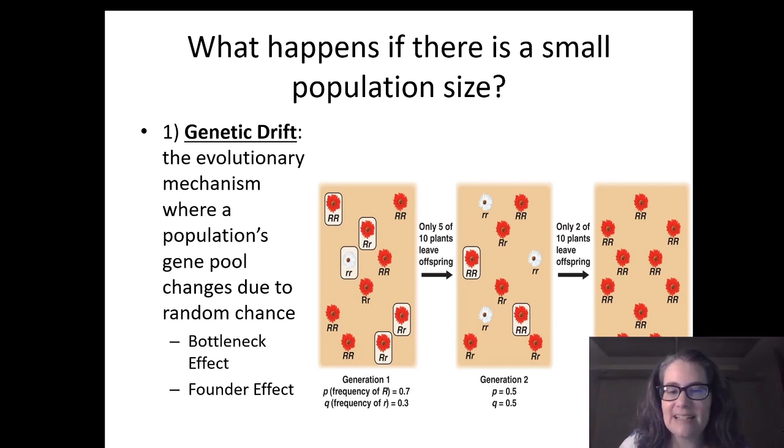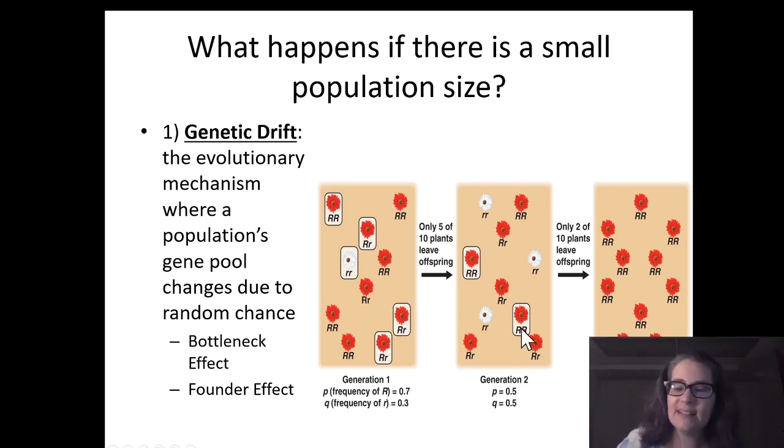So one way we break it in a small population is something called genetic drift. This is the evolutionary mechanism where a population's gene pool changes due to random chance. I have these flowers over here, and if you have a very small population and you were to randomly draw out who gets to mate, let's say we drew out these circled ones here. We're starting with an allele frequency for red of 70% and white 30%. If we only have these 5 individuals mate, then we get this second population. And look, our amount of red alleles to white have changed to be 50-50.